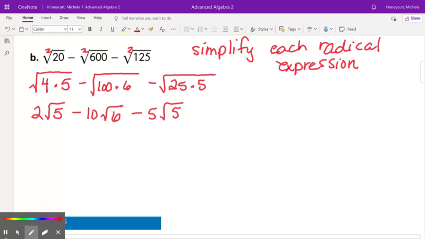Now, do I have any like radicals? They're all square roots, so they all have the same index, but I also need like radicands. Square root of 5, square root of 5. So then I'll combine a positive 2 plus a negative 5 square roots of 5 to get negative 3 square roots of 5, and then just bring down the 10, minus 10 square root of 6.